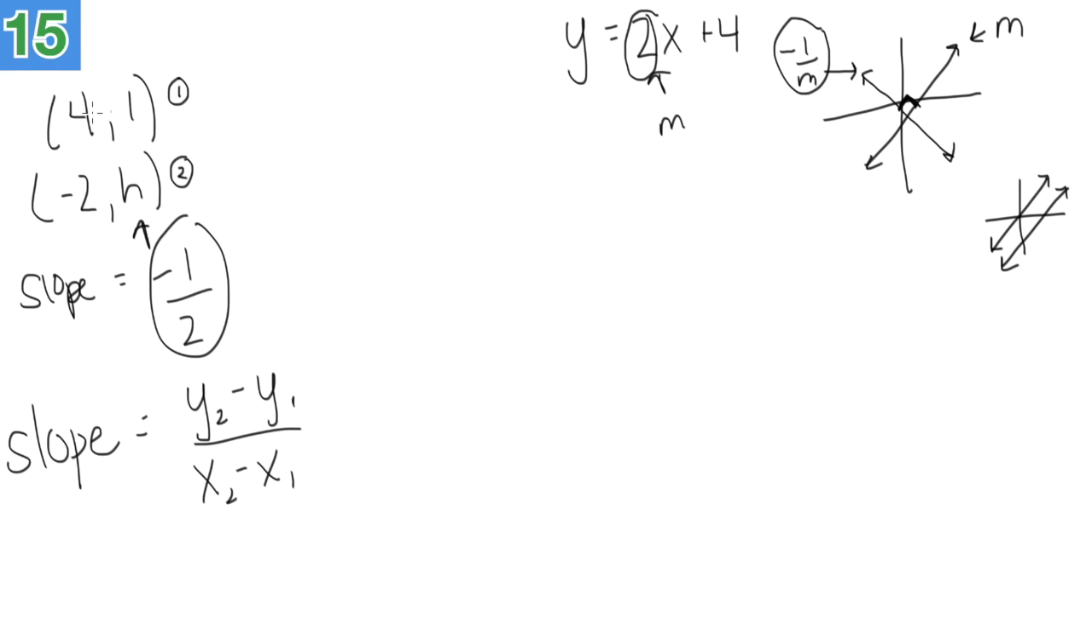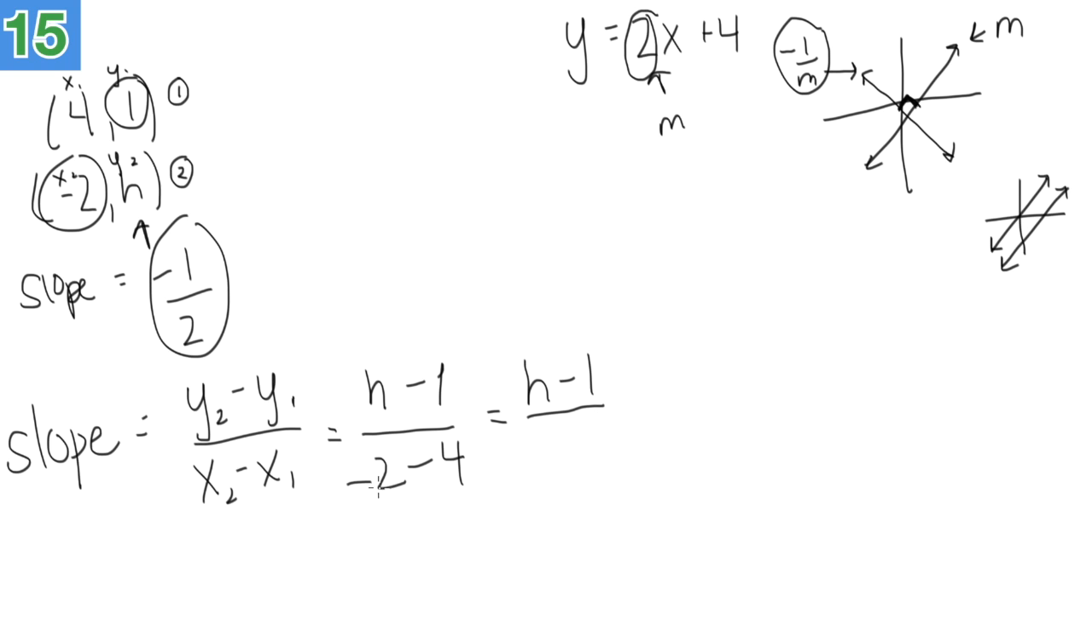So for example, if this is our point 1, then this is x1, this is y1, this is x2, and this is y2. And that's really how it works, and all you have to do now is plug in. So y2, look up here, this one's y2, so it's h, minus y1, 1, over x2, -2, minus x1, which is 4. All right, now let's reduce this a little bit. So we have h minus 1, which we can't reduce, over -2 minus 4, which remember, if you're at -2 and you're going backwards 4, then you get to -6.